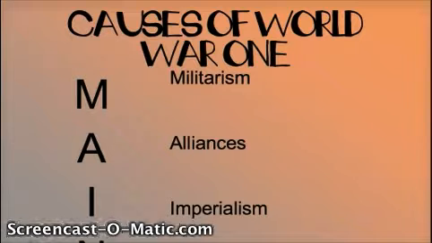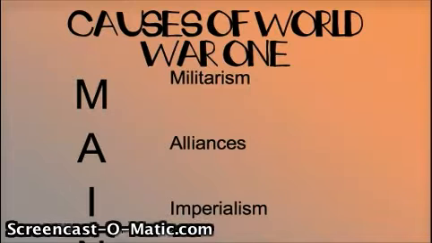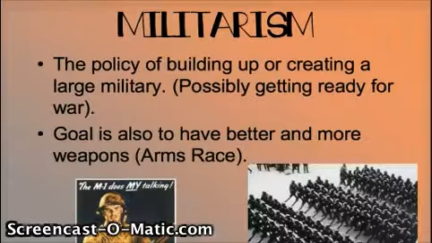You need to go ahead and write that in your foldable now on the inside flap on the left-hand side. Again, you need to write this in your foldable. M stands for militarism, A for alliances, I for imperialism, and N for nationalism. Alright, so let's try to find out a little bit more about what each of these words mean.